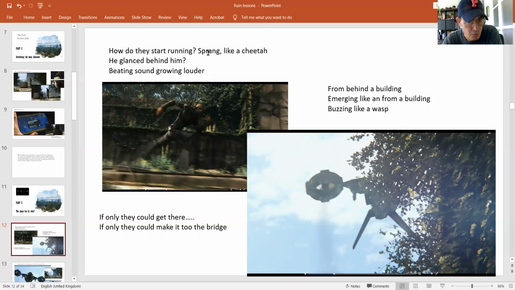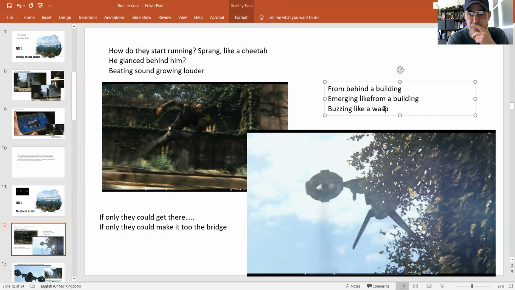How did they start running? They sprung like a cheetah, and she glanced behind, the beating sound growing louder, so there's this sound of it getting near. And then it's upon you, isn't it? Yes, we can try and get that across. And then emerging from a building. That doesn't make any sense, does it? Emerging from a building, from behind, isn't it? Yeah, emerging from behind, buzzing like a wasp.